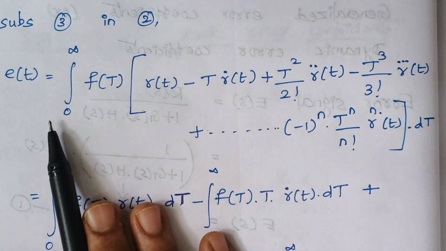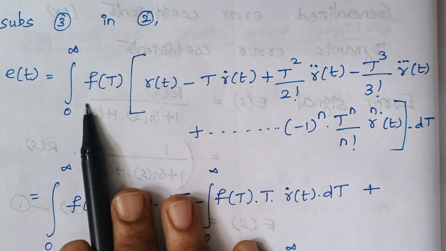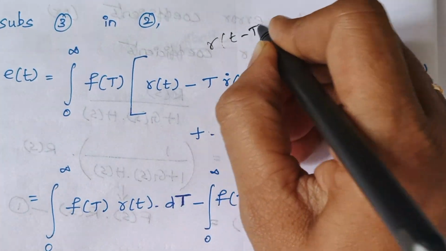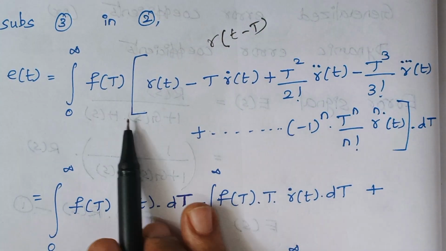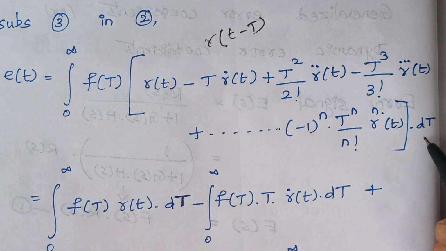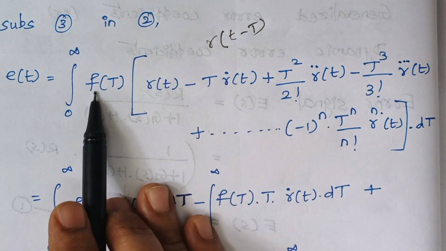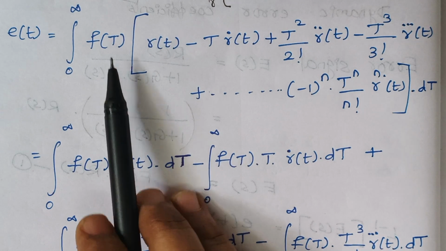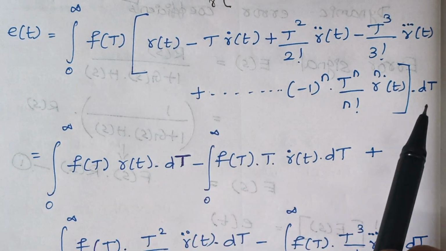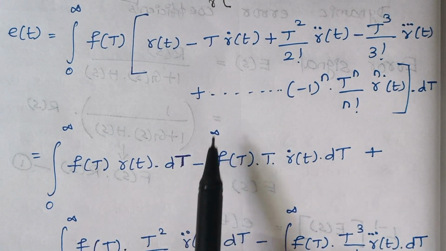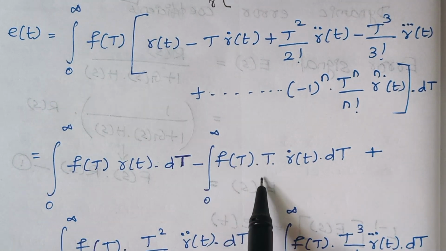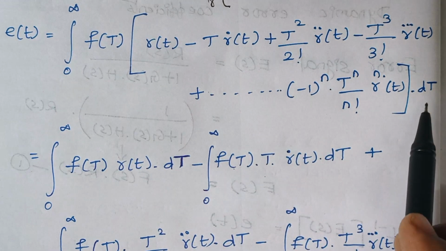That is, E of t is equal to the integral from 0 to infinity of f of T. Instead of r of t minus T, I have substituted this entire expression, and finally we have dT. Now I am going to multiply this f of T inside this bracket. So here we will have f of T into r of t into dT, minus the integral from 0 to infinity of f of T into r dot of t into dT.